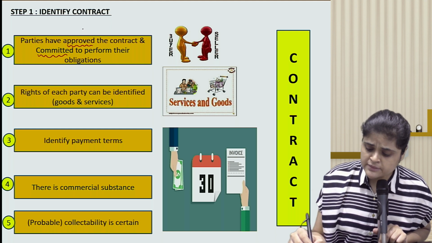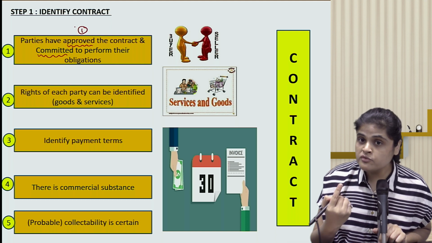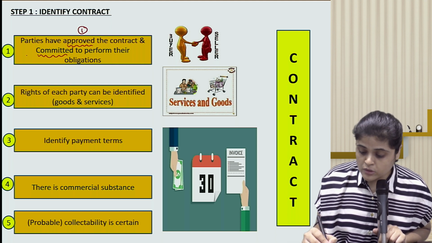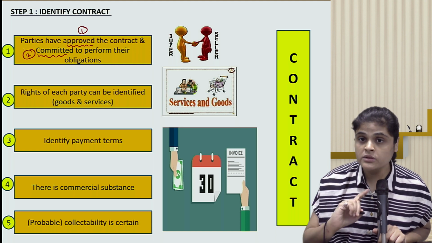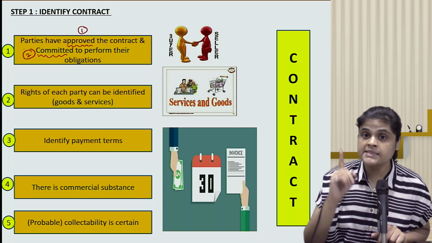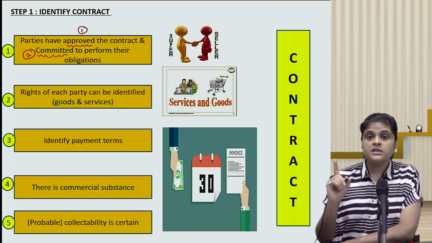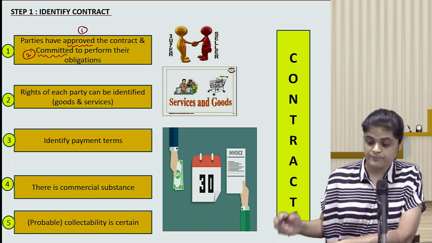So very first requirement, whatever are the terms and conditions, they should be approved by both the parties. Also, they should be committed to perform their promises. Both the parties are committed. It makes them binding to fulfill the terms and conditions given in the contract.